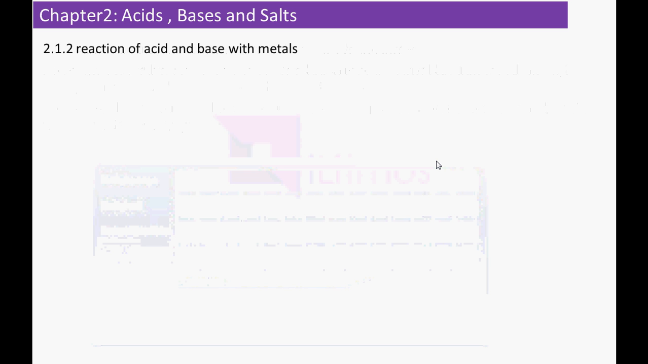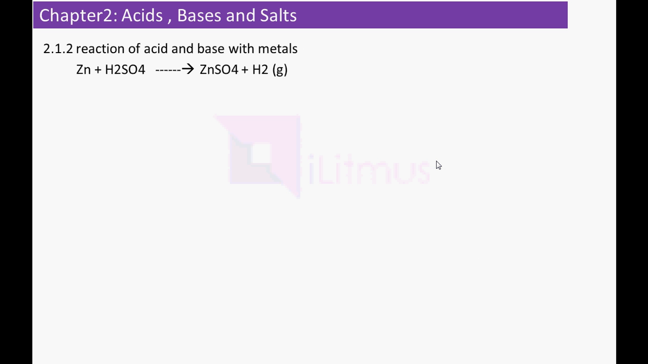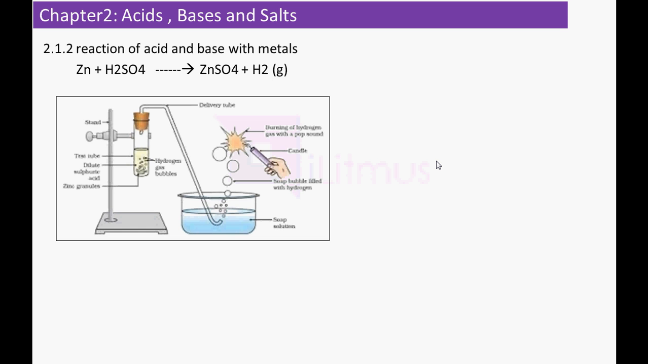Then reaction of acids and bases with metals. What happens? Zinc is a metal, H2SO4 is a strong acid. It makes zinc sulfate, and hydrogen gas comes out. In labs, how can we test it? When the gas comes out, if you put a flame, it gives a burning flame, so you can understand it's hydrogen. Most metals, when they react chemically with strong acids, make their related salt, and hydrogen gas comes out.